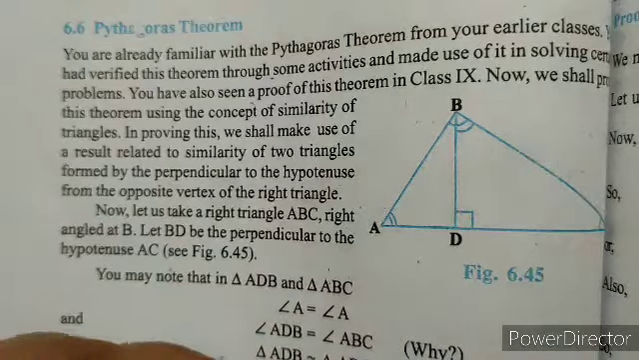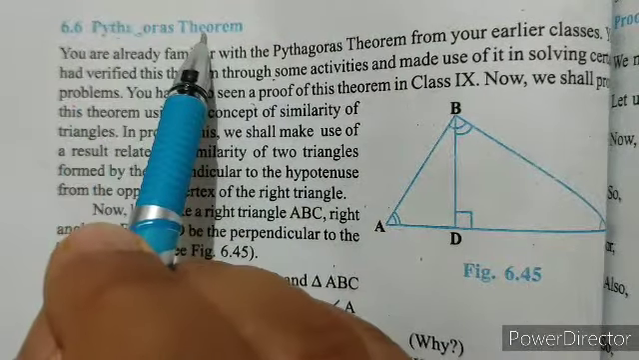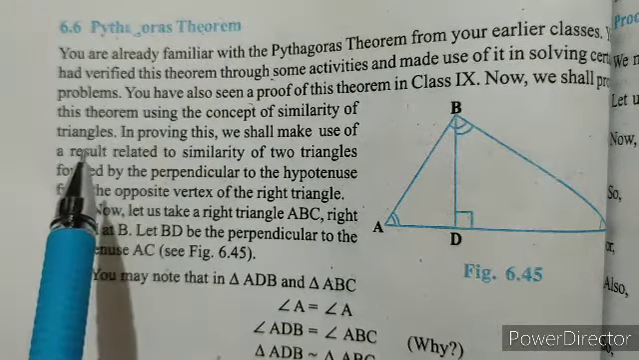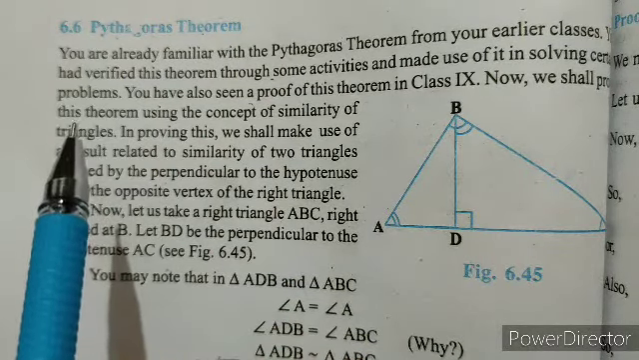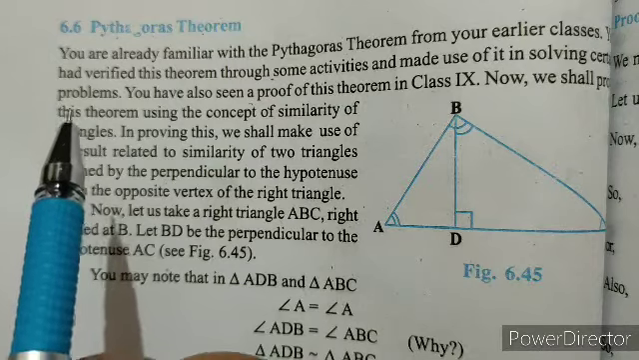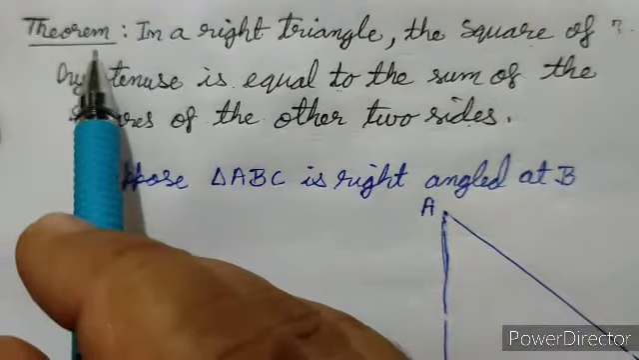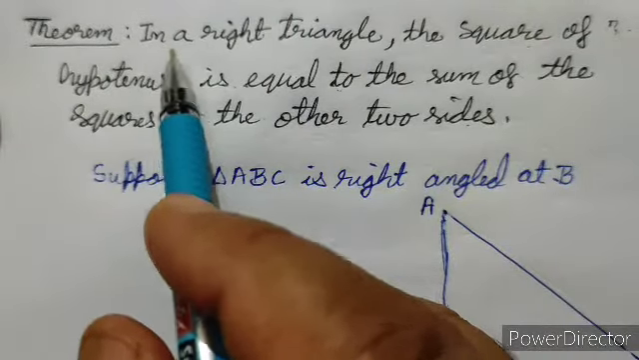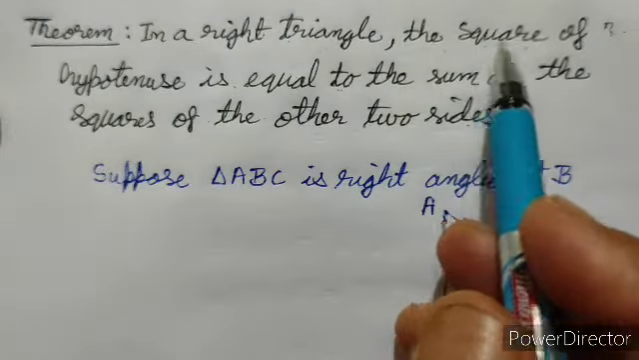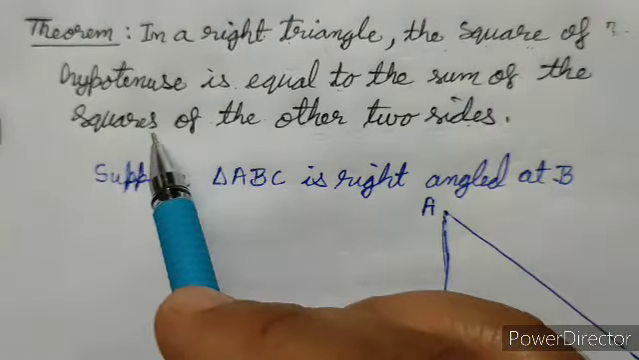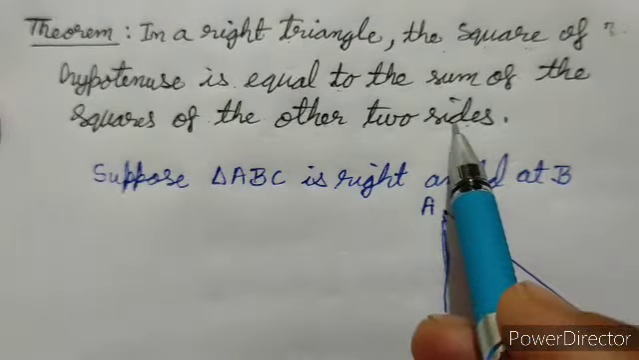Hello students, in this video we will do Pythagoras theorem using the concept of similarity of triangles and will solve some questions related to it. Now first of all, Pythagoras theorem: in a right triangle the square of the hypotenuse is equal to the sum of the squares of the other two sides.